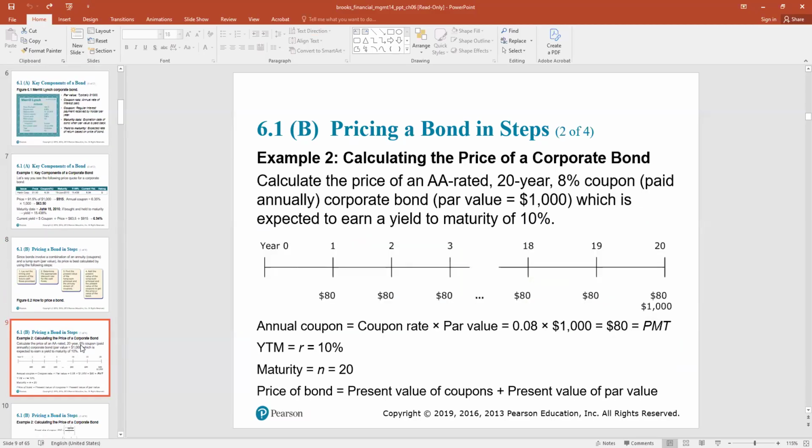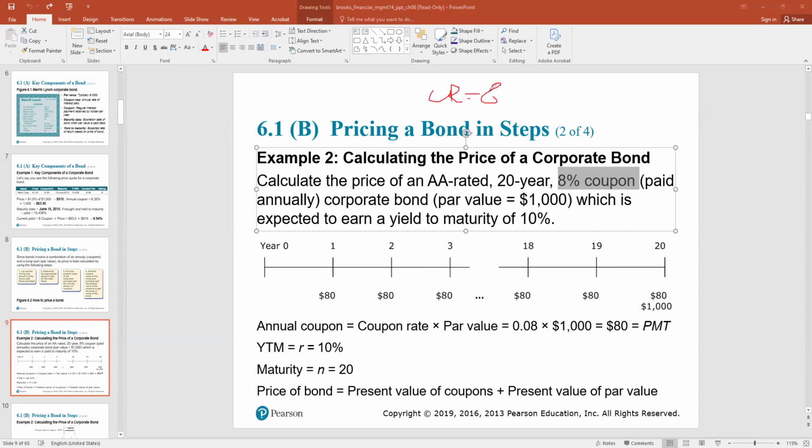Example of calculating the price of the corporate bond. Calculate the price of an AA-rated, 20-year, 8% coupon-paying corporate bond, which is expected to earn a yield to maturity. We have 20 years, and like we put the timeline, the first step, we put the cash flows. You can see every year you will be receiving $80, which is 8%. And 8%, guys, it's a coupon rate, okay?